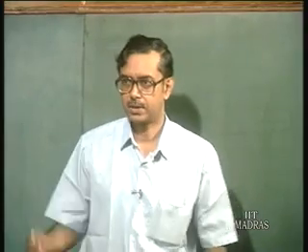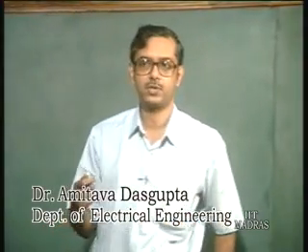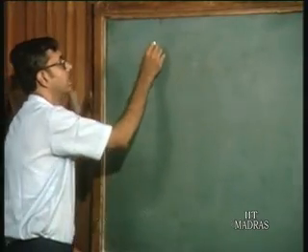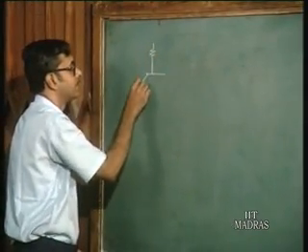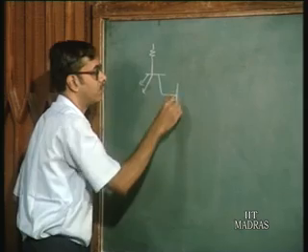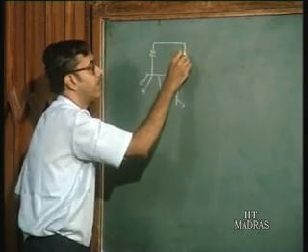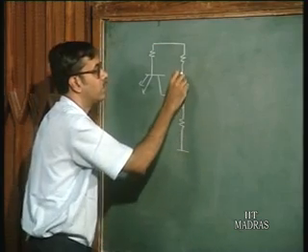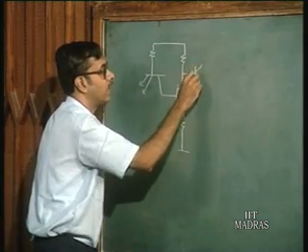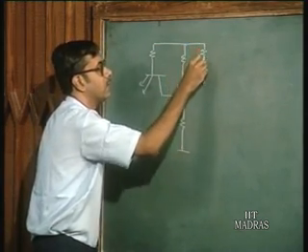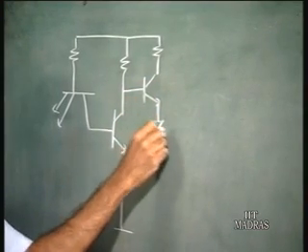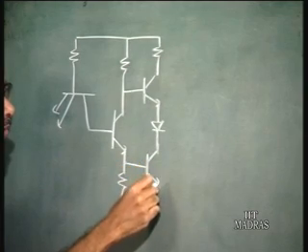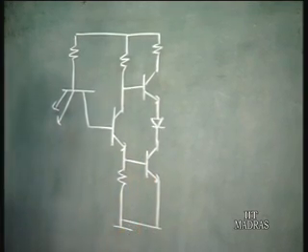So, today we shall continue our discussion on the 7400 TTL gate. I will draw the circuit once again. This is the earliest form of the TTL gate, and it is important to understand the circuit, how it works, and then once we understand this, we can look at the modifications.